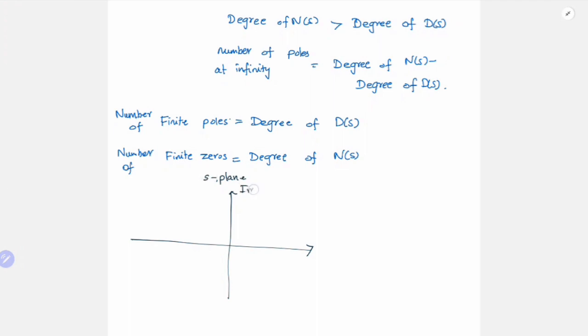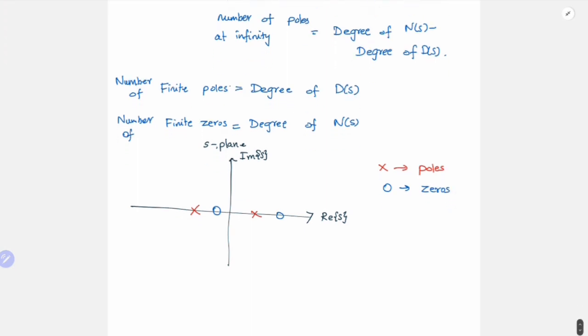So in the S-plane, what do we have? We have imaginary of s and real of s. We represent the poles by x, and circles represent zeros. If there is more than one zero at the same location, we just circle like this. Two zeros, we can say, at the same location.